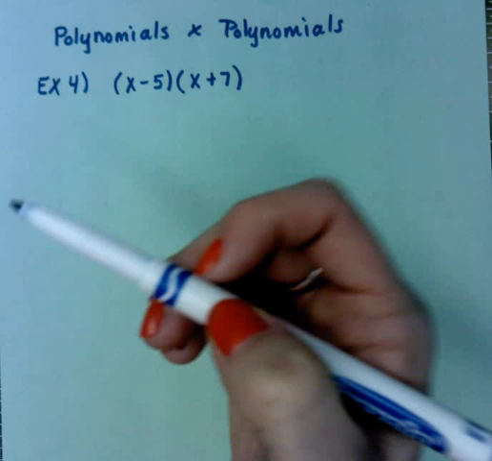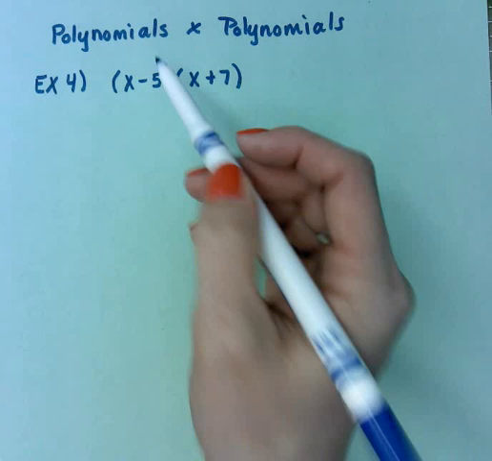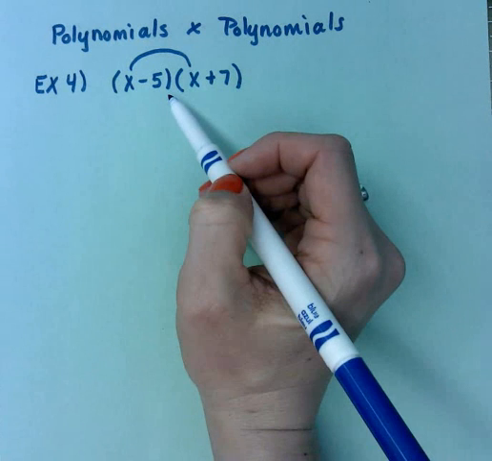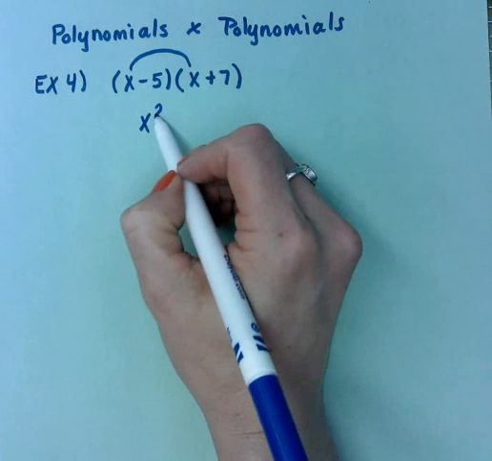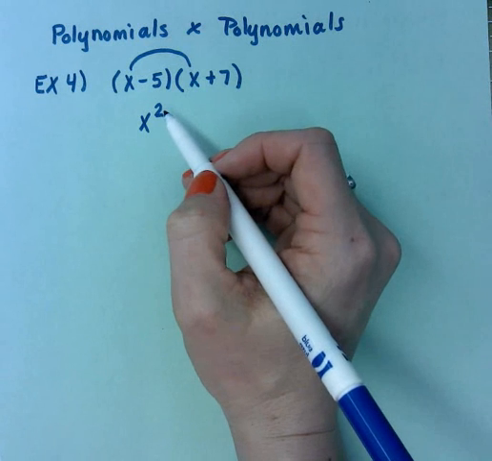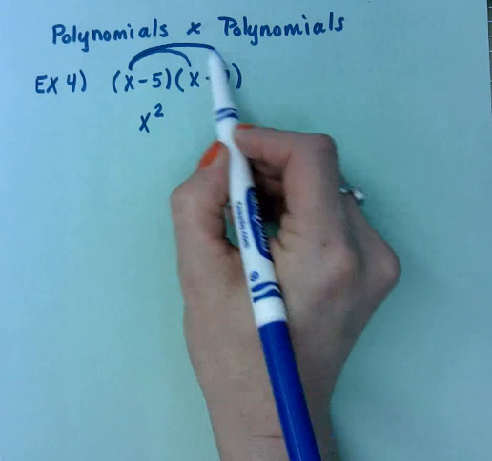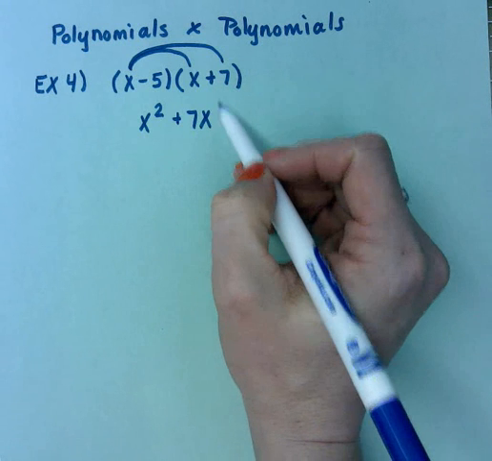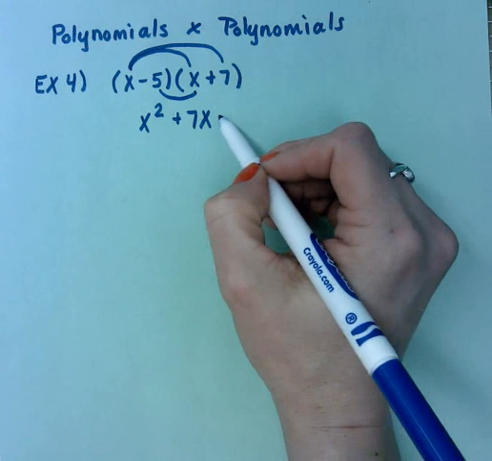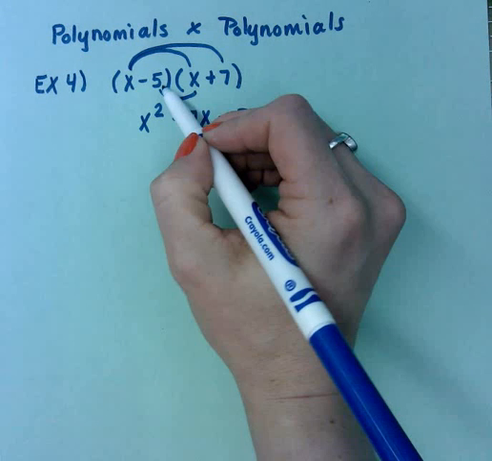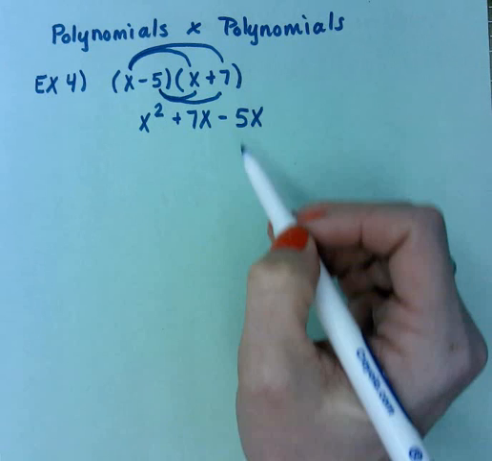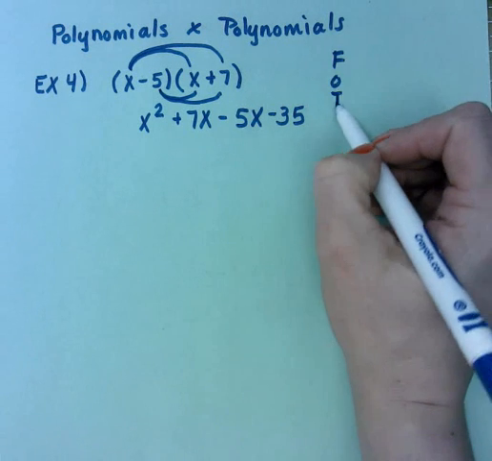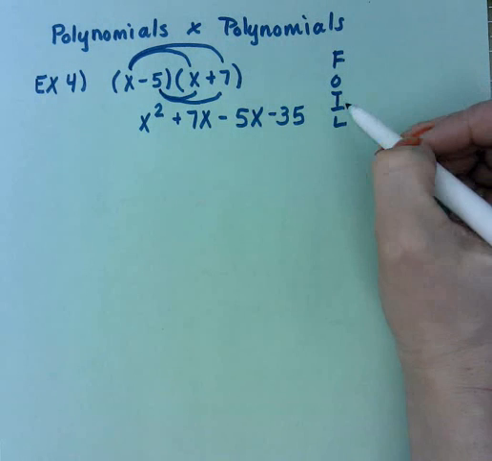So the FOIL method stands for: first, you multiply the first terms. So x times x gets us x squared. Then you multiply the outside terms. So x times 7 gets us 7x. Then you multiply the inside terms. Negative 5 times x gets us negative 5x. And then you multiply the last two terms. Negative 5 times 7 gets us negative 35. So FOIL: first, outside, inside, last.